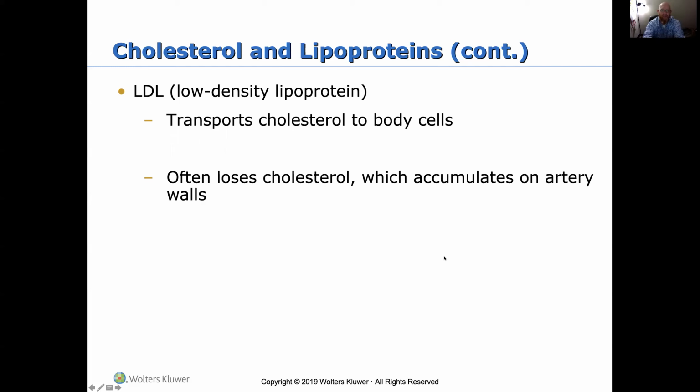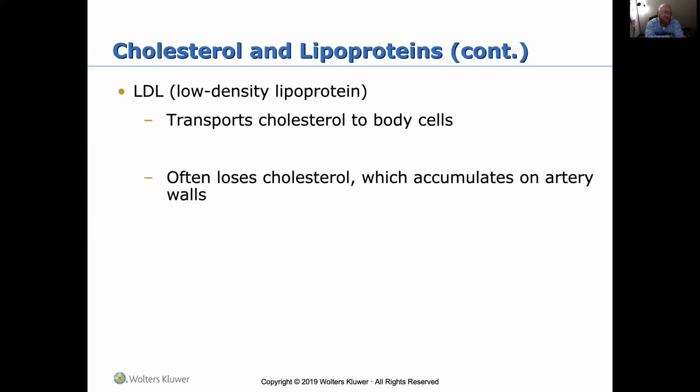LDL, here we go, just said it 3 times. LDL transports cholesterol to the body cells, which is not necessarily a bad thing. LDL is kind of sloppy. When it's going around the body trying to deliver cholesterol, it needs to pay more attention and hold on to it. But instead, it's kind of like the bag that it's carrying it in has a hole in it. And you've got a little cholesterol dropping out and accumulating on your artery walls.